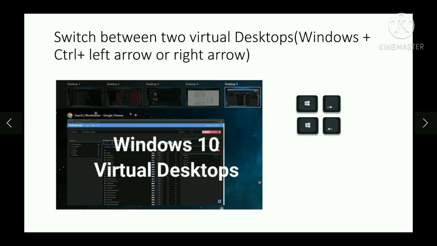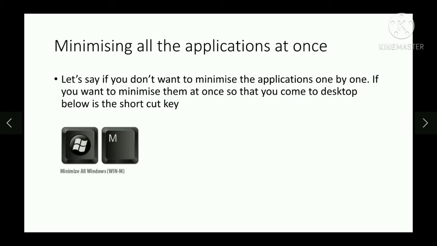How can you switch between the virtual desktops? It's very simple. Using Windows plus Control plus the left arrow key or right arrow key to navigate between the desktops. Hold Windows and Control, and using the left arrow key and right arrow key you can navigate between the two virtual desktops.